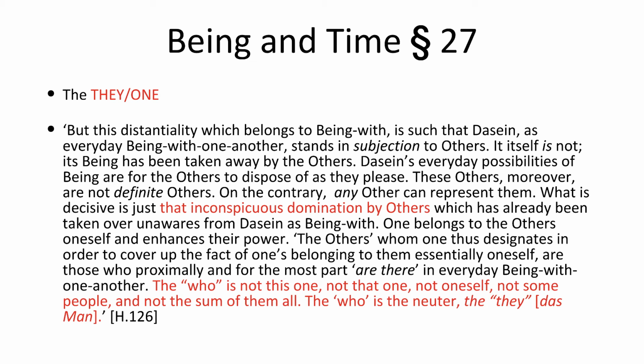We're dominated by others, but we don't notice it. "Which has already been taken over unawares from Dasein as being with. One belongs to the others oneself and enhances their power. The others, whom one thus designates in order to cover up the fact of one's belonging to them, essentially oneself, are those who proximally and for the most part," that's usually default mode, "are there in everyday being with one another. The who is not this one, not that one, not oneself, not some people, not the sum of them all. The who is the neuter, the they," in German, das Man, which is the way Germans would say one.